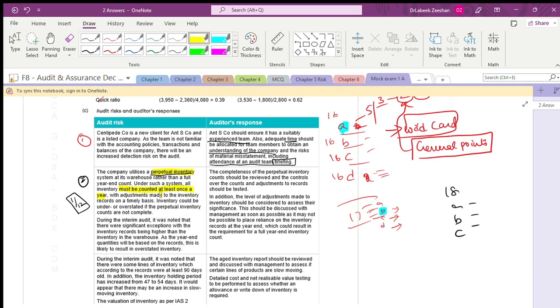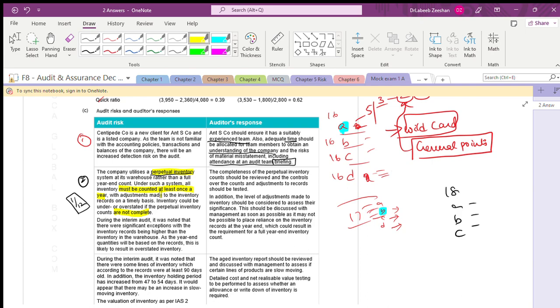If you are not doing this, with adjustments made to the inventory records on time limit, inventory could be overstated or understated if perpetual counting is not complete. Every inventory should be counted at least once in a year. If you are skipping it, it is understated. If you are counting it twice, it will be overstated.